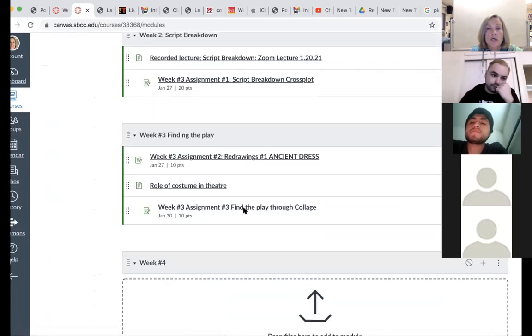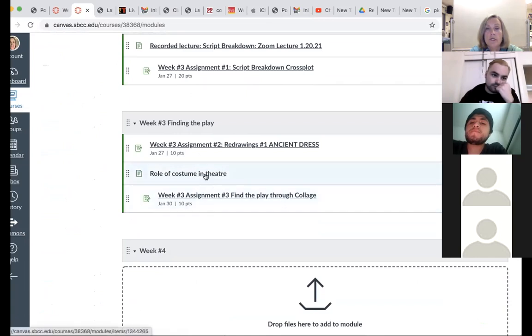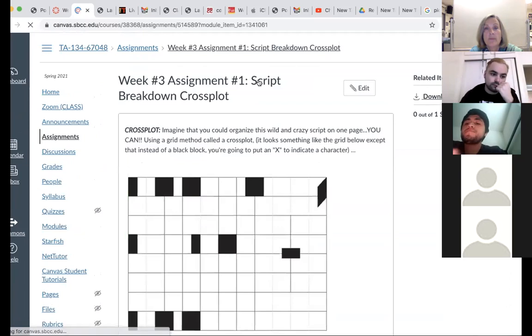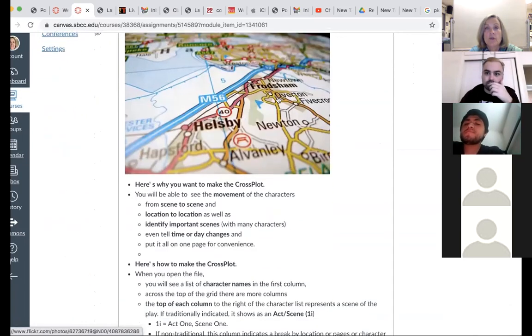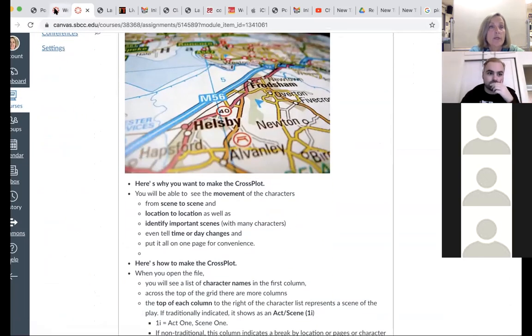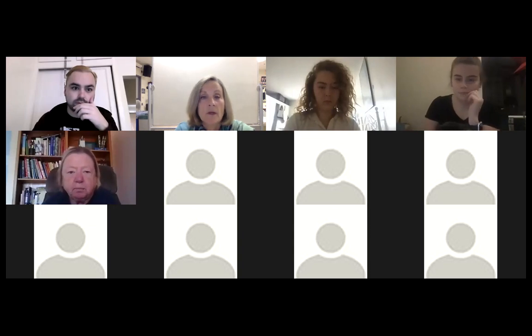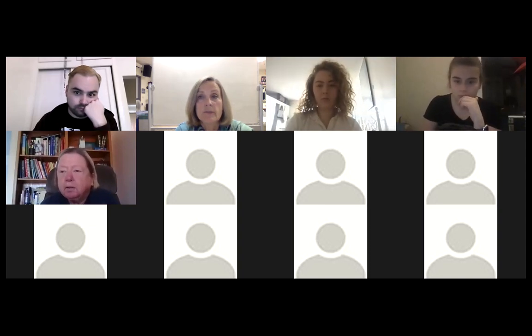So today we'll go on to this role in theater and the play through the collage. Okay, is everyone ready to work on the cross plot now? Please open up your cross plot page and your script. So I have my script open on another page. Okay, I'm stopping share. And look at your cross plot, every person. Okay.